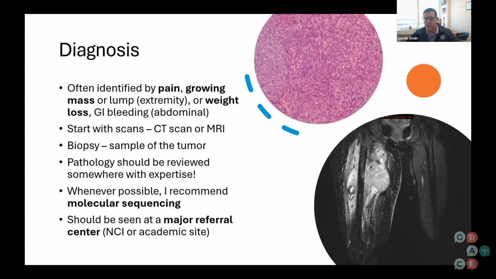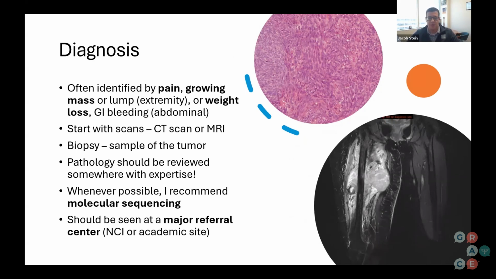So I want to start by talking about diagnosis. Often the first thing that brings these to attention is the patient saying, hey, I have something going on in my leg, my arm, or in my abdomen. So that might be pain, that might be a mass that they can actually feel if it's in the extremity, or weight loss or GI bleeding that might clue us into something going on within the abdomen.